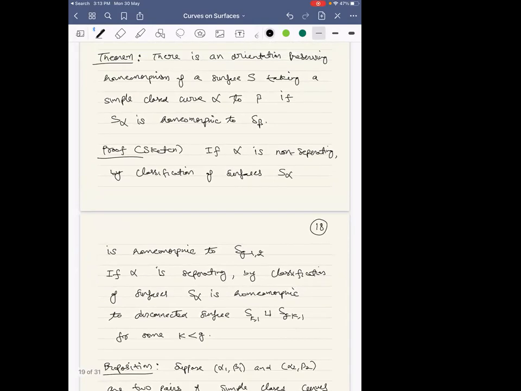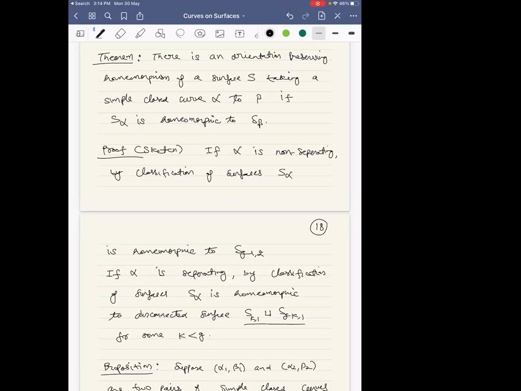On the other hand, if alpha is separating, what will you get? S alpha is homeomorphic to a disconnected surface like this. Let's say S_K,1, where 1 stands for one boundary component, and S_{G-K},1, for some K less than or equal to G. And of course, when I say separating curve, you also have the null homotopic one, so don't consider that. Otherwise it's trivial. That's why I have written K less than or equal to G. Otherwise, you have to write K equal to G here.